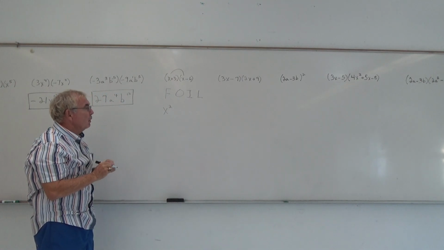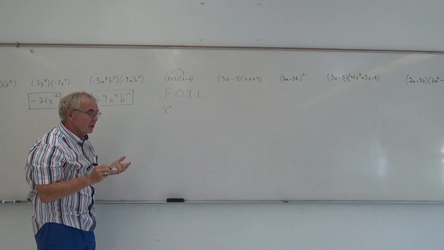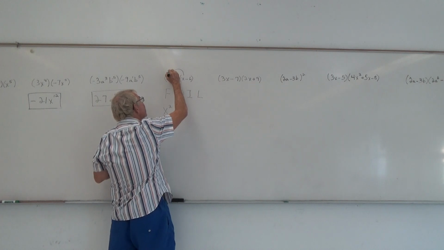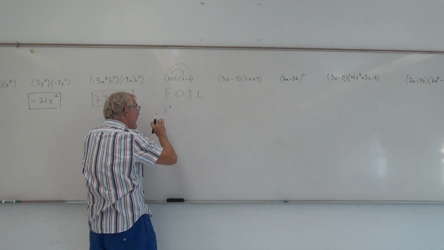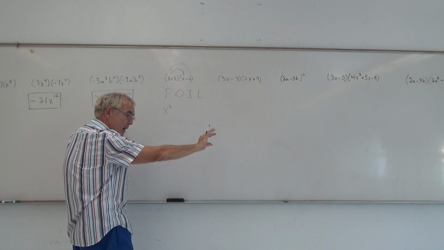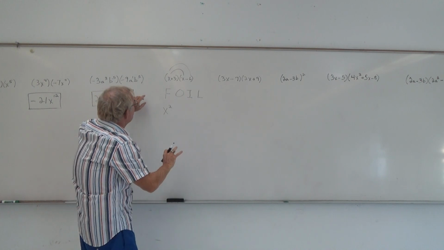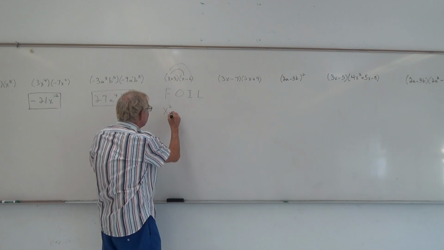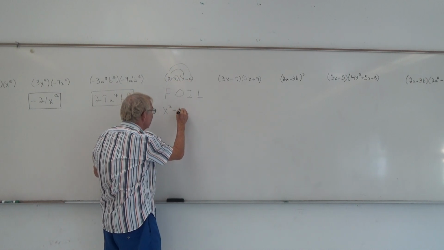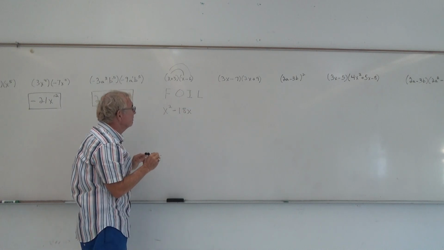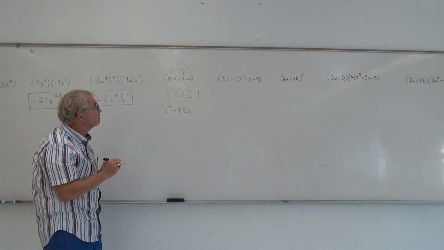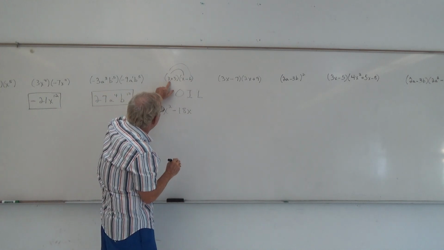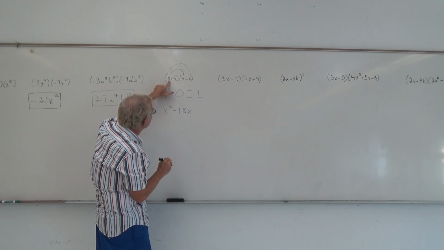Now, whether you use FOIL or distribution, the second term is the outsides, O. What it means is you multiply the two outside terms. So x times negative 6 is negative 18x. Now, we multiplied both of these terms by the x, so we've exhausted that.